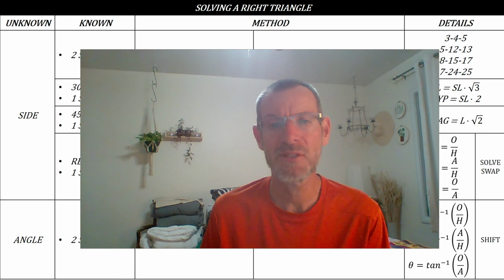After watching this video, you should be able to find missing sides of triangles by using either Pythagorean theorem, special right triangles, or sine, cosine, and tangent. You should also be able to find missing angles of triangles by using the inverse sine, cosine, and tangent, or the triangle sum theorem.